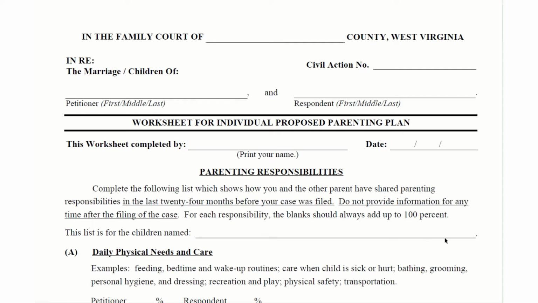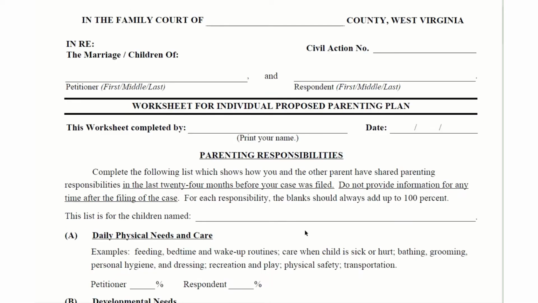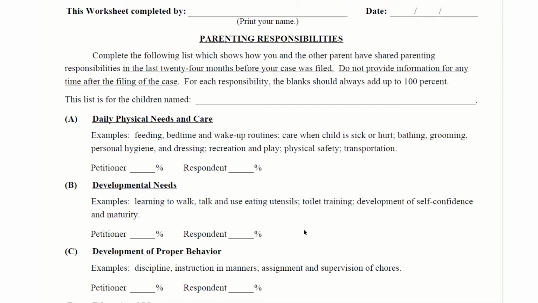So on this line here, you'll list the name of the children that are involved that you're filling this form out for. And then you will go through these various questions about daily physical needs and care, things like bedtime, wake up, bathing, grooming, dressing, transportation, and put the percentage of time that the petitioner spent on that and the percentage of time that the respondent spent on that.